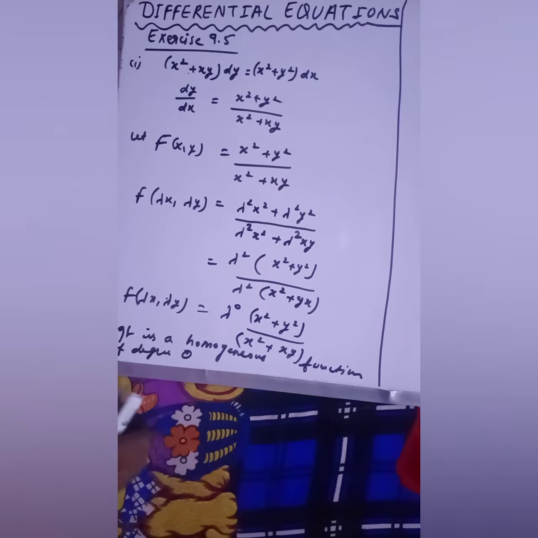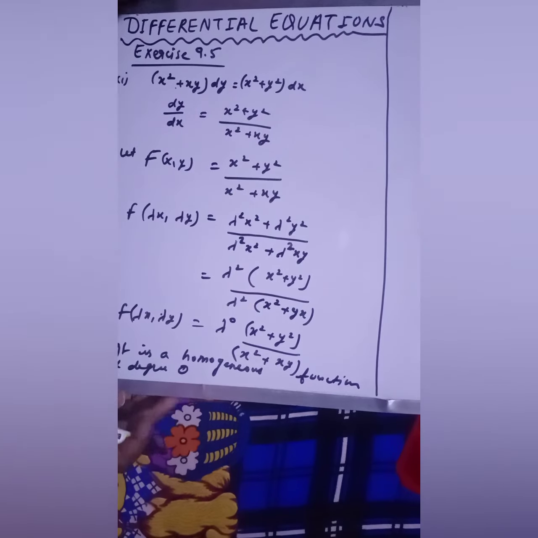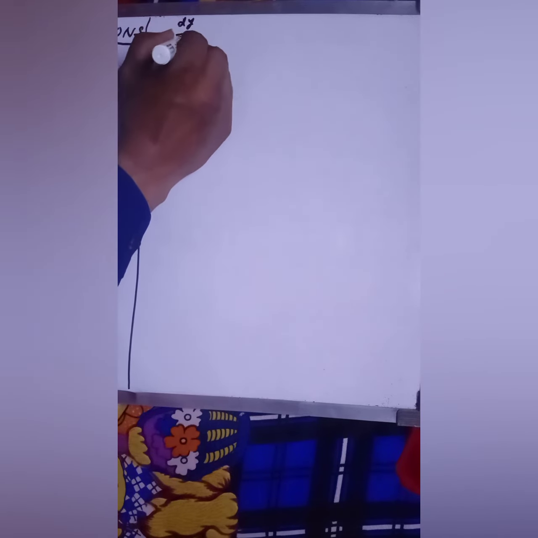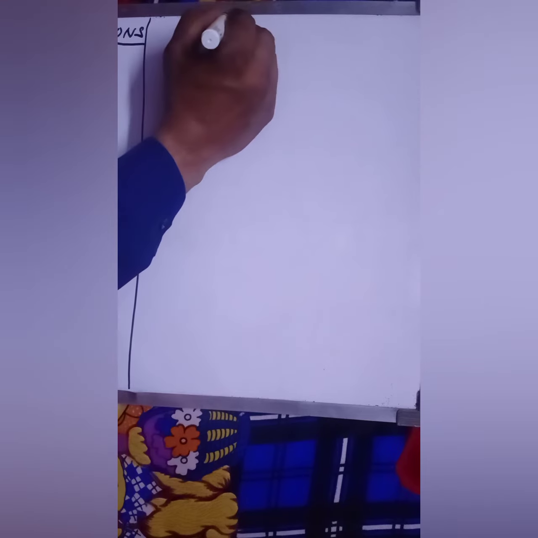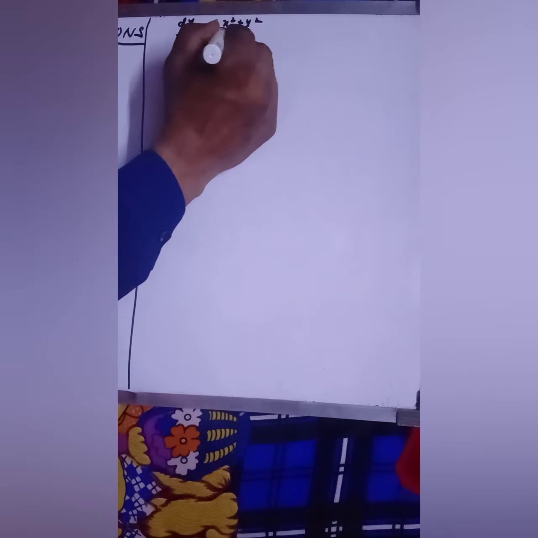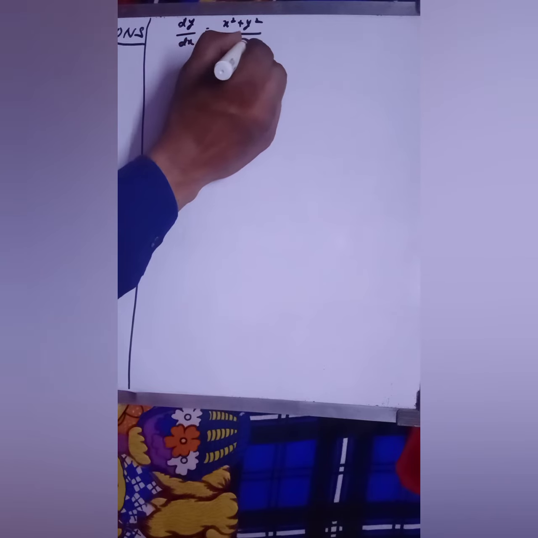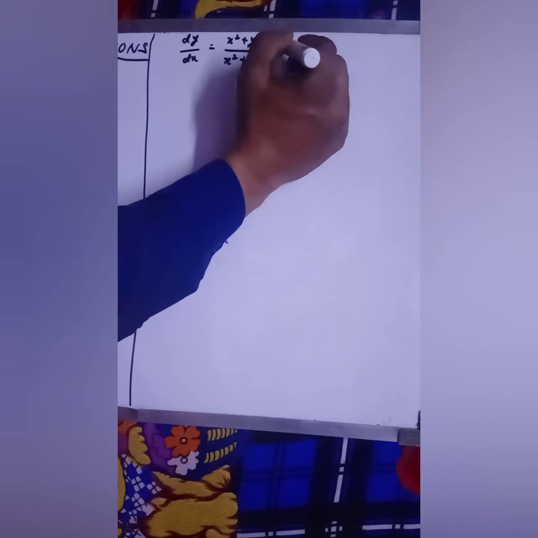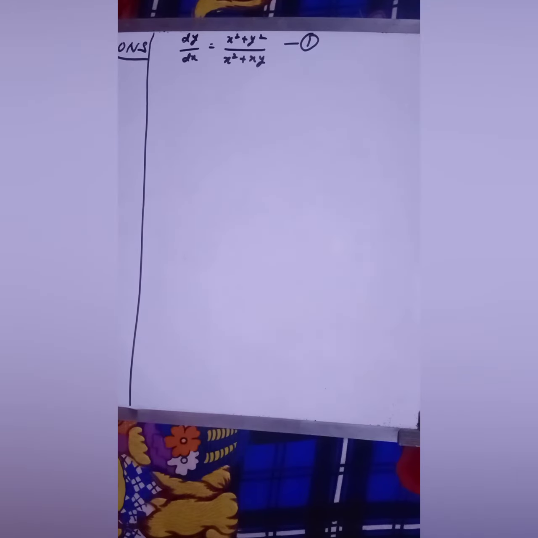Now you have to solve it. See, how will you solve this? Let me adjust the board. Yes. Now here, this is your dy by dx equals x square plus y square over x square plus xy. So this is your dy by dx. I'm assuming that this is equation number 1.